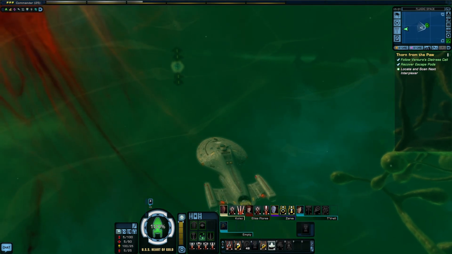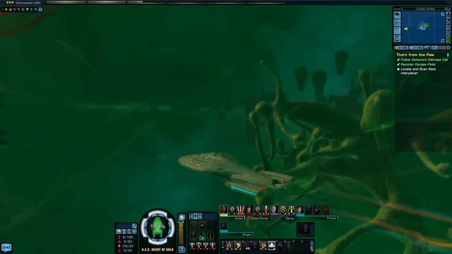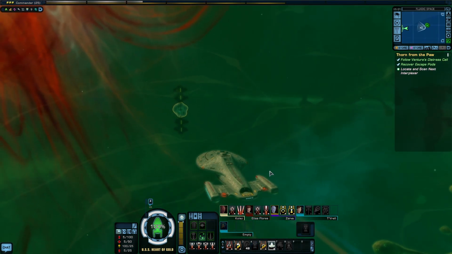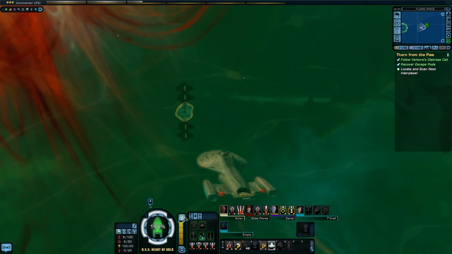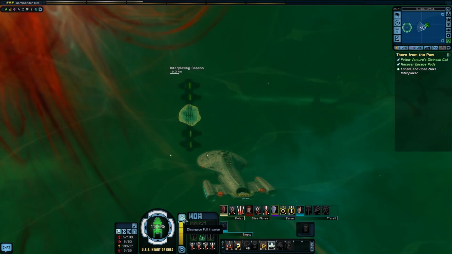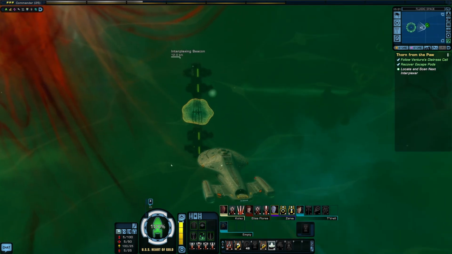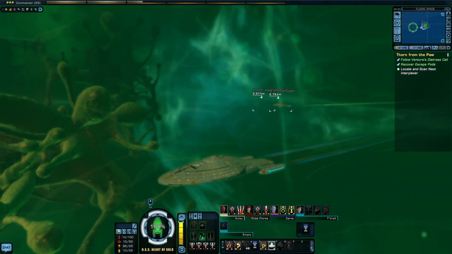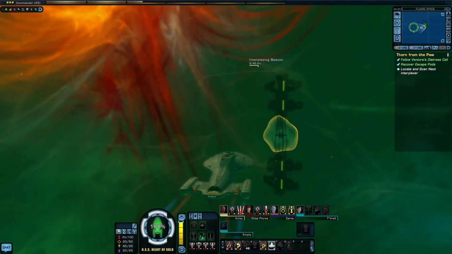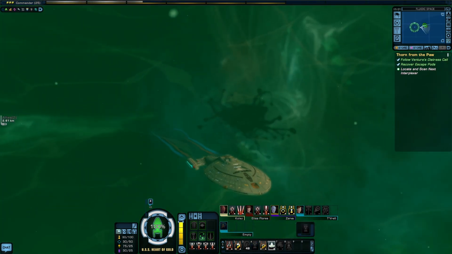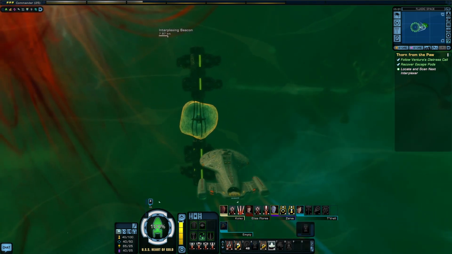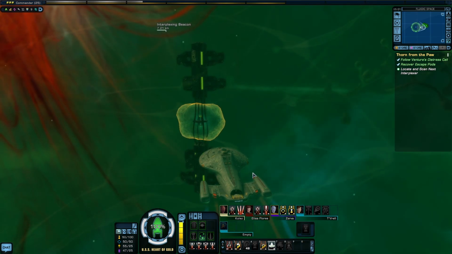The Voyager and my Era shuttle are keeping up nicely. Right. Interplexer. I'm just anticipating an ambush here. What I'm really worried about is that every time I go full impulse, I leave the rest of the group behind. Which is not good.